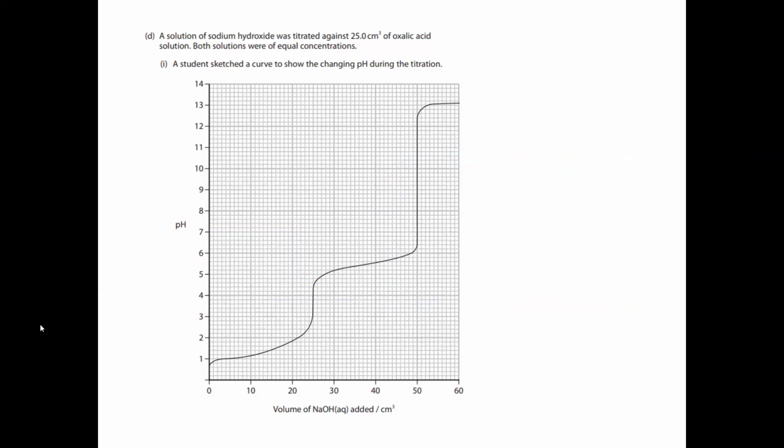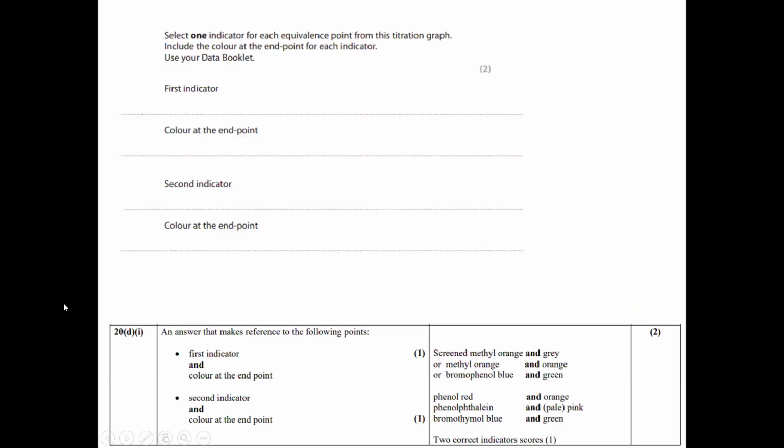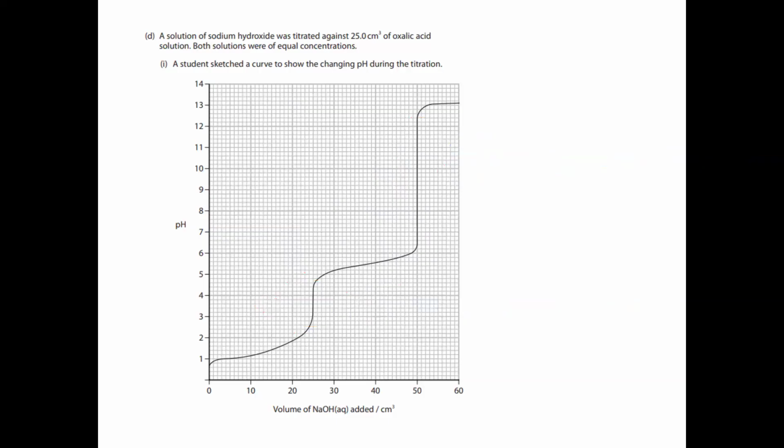That's what is happening here. Now, keeping this in our head, we'll see what happens. Select one indicator for each equivalence point from this titration graph. Include the color at the end point for each indicator. Use your data booklet. Alright, so it's very easy, right?